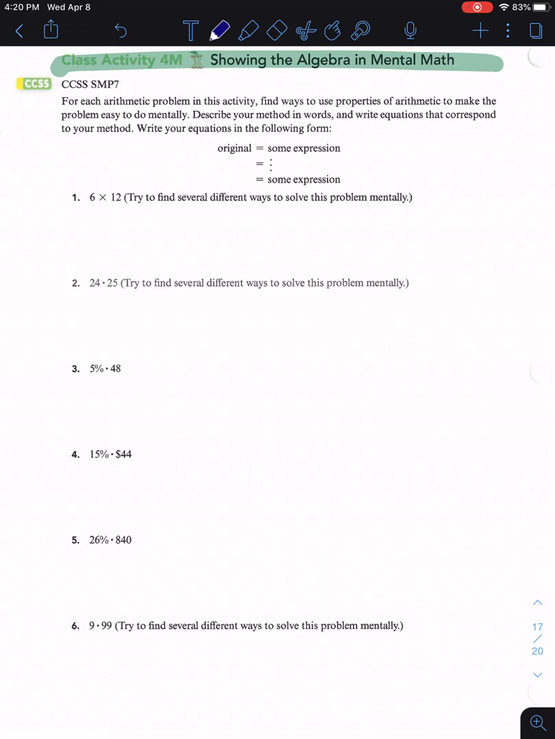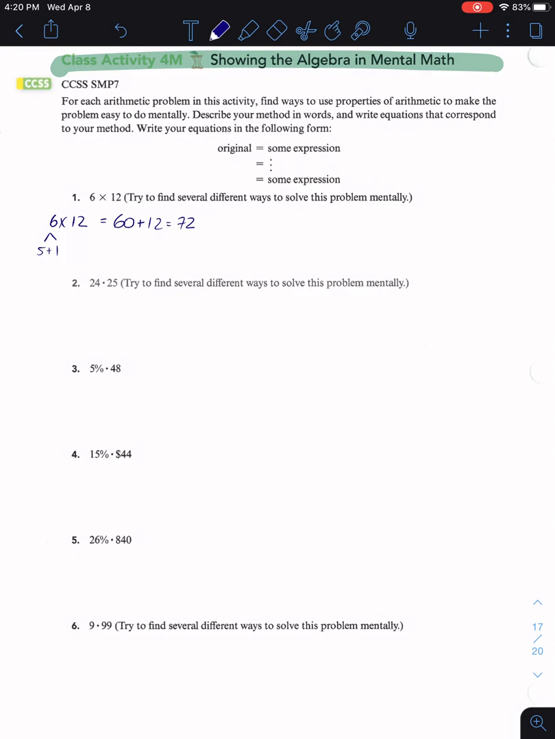So 6 times 12. Let's see. We could do a few things. First of all, we want 6 groups of 12. Well, I think if I could do 5 groups of 12 and then another one group of 12, that would be easier, right? So what's 5 groups of 12? 60 plus another 12, that's 72.